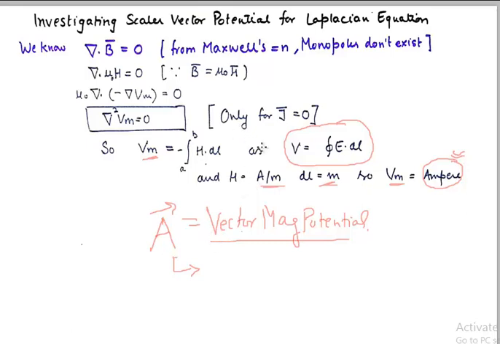I hope you've understood the limitation of scalar magnetic potential, its limiting case, and now that you have done so, you'll be able to understand A in a better way.